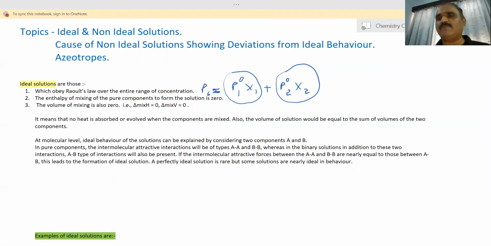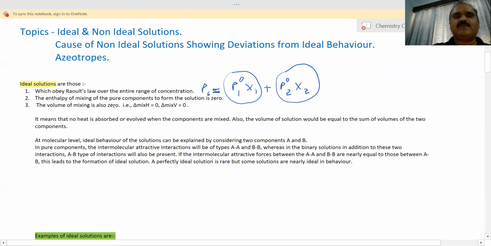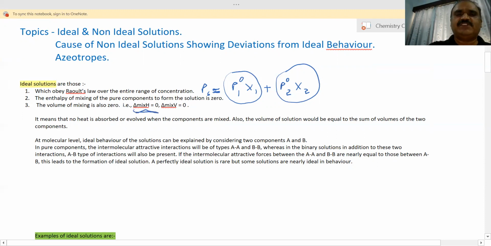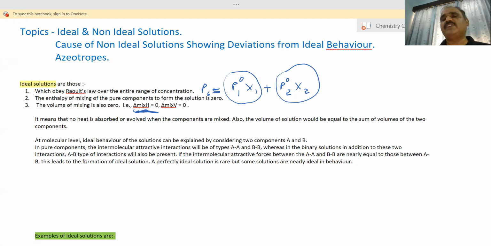Second condition to become ideal is the enthalpy of mixing the pure components to form solution is 0. The enthalpy of mixing the pure components to form solution is 0. That is, enthalpy of mixing should be 0. See here, delta H mix should be equal to 0. What does it mean? It means that no enthalpy change should take place.